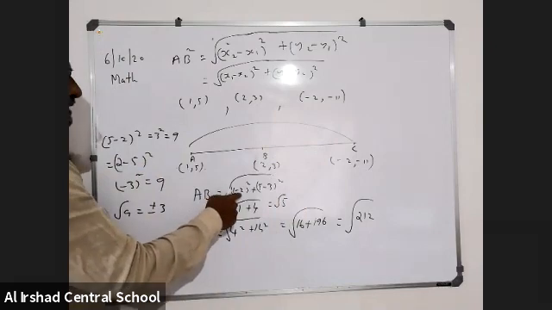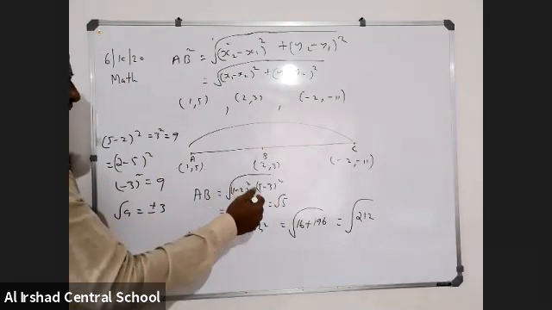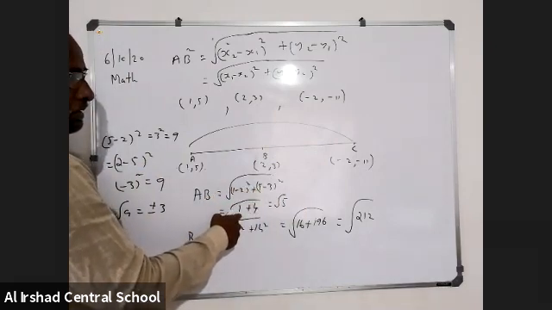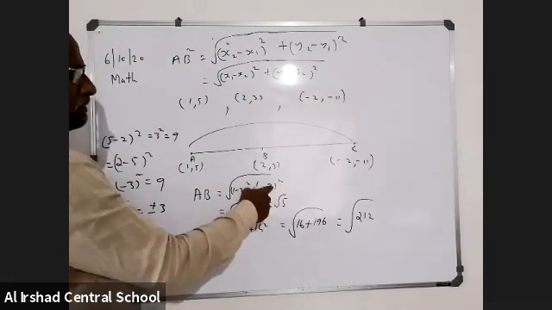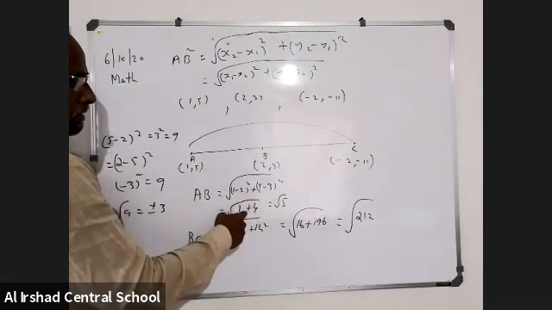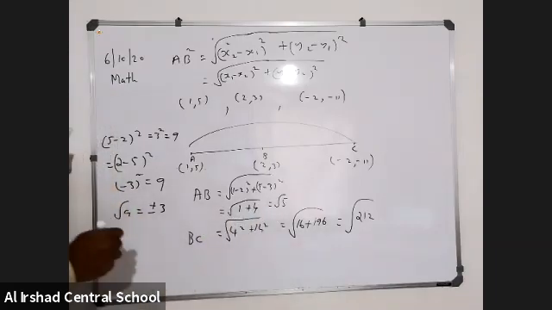AB: 1 minus 2 whole square means 1 square, that is 1. 5 minus 3 whole square means 2 square, that is 4. 1 plus 4, root 5.